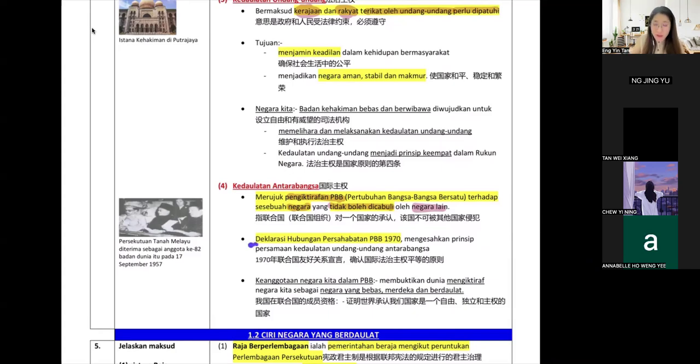So in 1970, can you see this Deklarasi Hubungan Persahabatan? Okay. So this Deklarasi Hubungan Persahabatan approved the law, right? Kedaulatan undang-undang antarabangsa. So this proves that we are also using this undang-undang. So can you see, because of this, we joined United Nations and United Nations recognizes us. So we right now become a negara yang bebas, merdeka and berdaulat. Everybody, so far so good. Now 1.1, we done. You good?